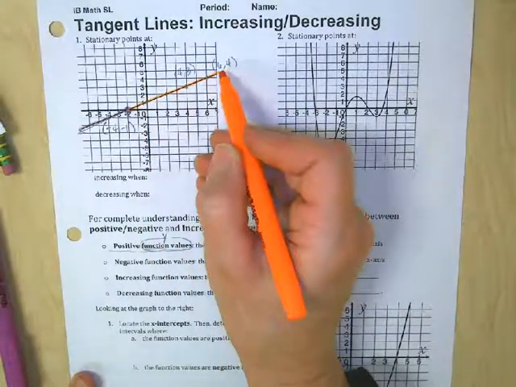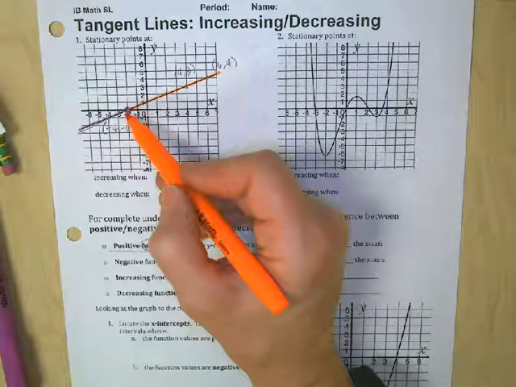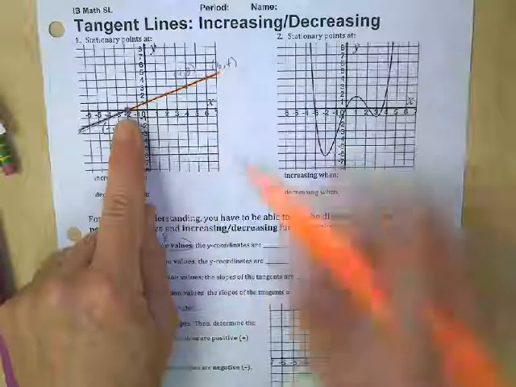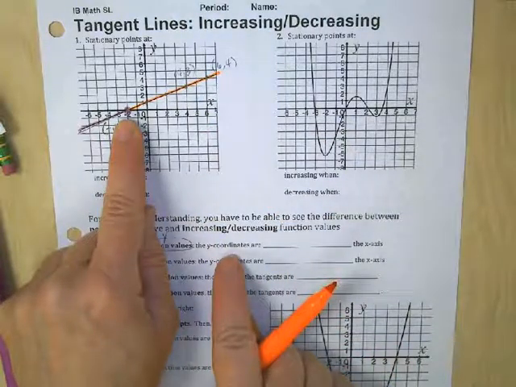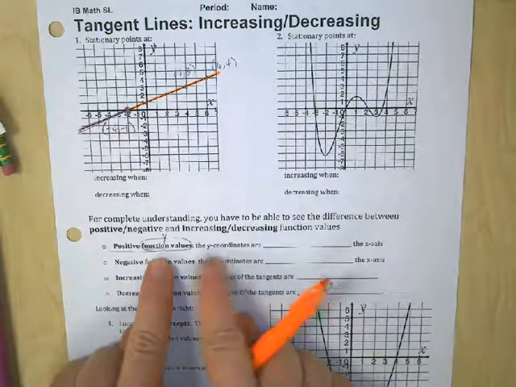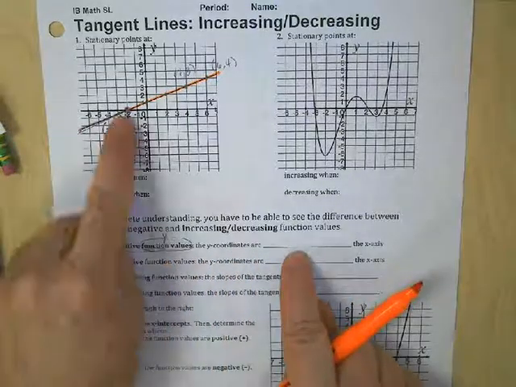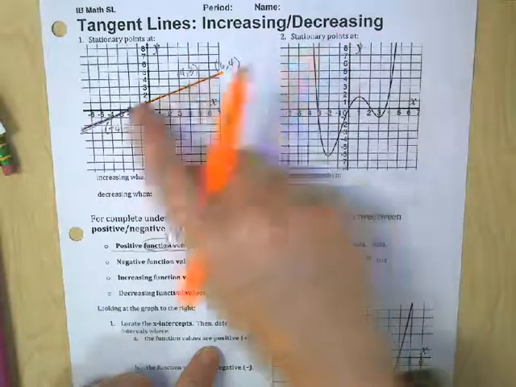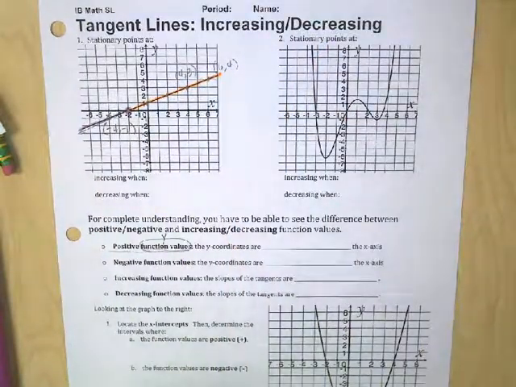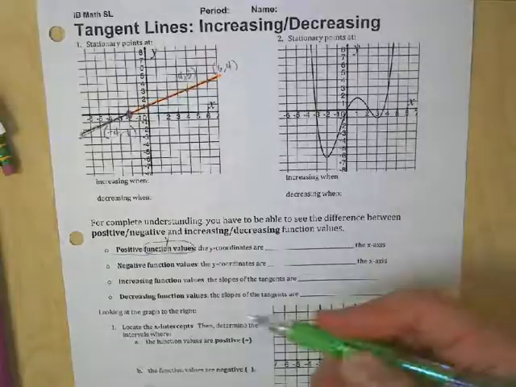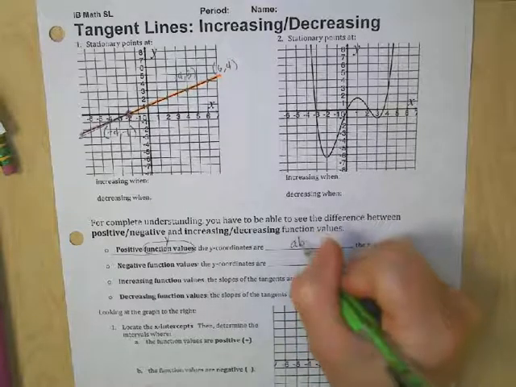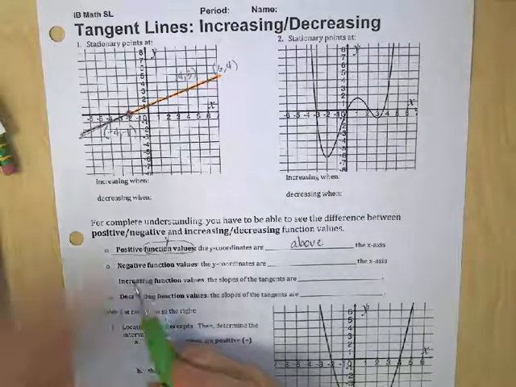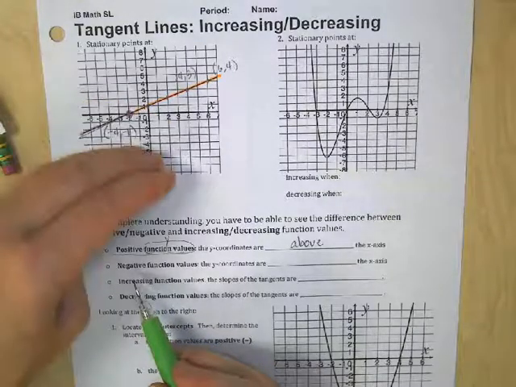So where do we see the dividing point between negative function values and positive function values? Right here. The positive function values, the y coordinates, are above the x-axis. So notice if I'm above the x-axis, the function values are positive. So here, we fill this in by saying above. Where are the function values negative? That would be below the x-axis.